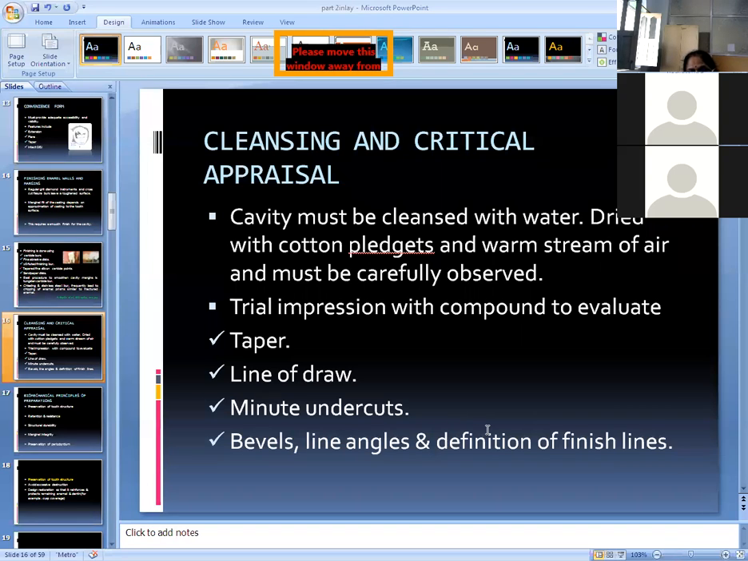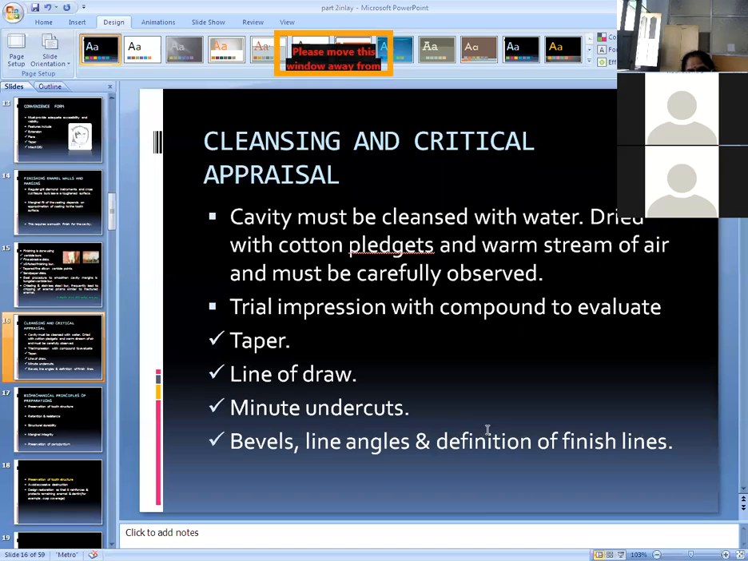So you have to clean your cavity, dry with cotton and air. And once your cavity is prepared, you have to check and evaluate your cavity taper with this line of draw and line of insertion. You have to check it either with the impression compound. You should soften the impression compound, put it into your cavity, remove it and see if there are any undercuts. Even the GP sticks are used to evaluate them.